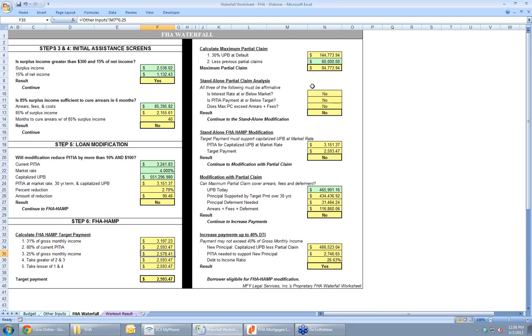So now we get to the loss mitigation option that I think is going to be probably applicable for most people, and the most relevant for you all. And that's where you're combining a modification with a partial claim.